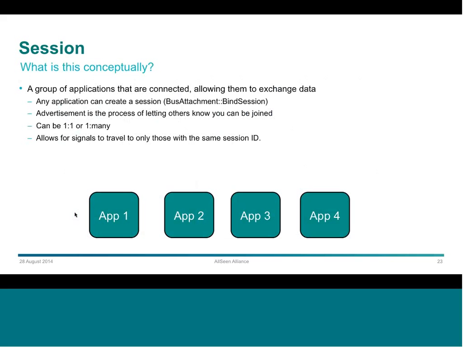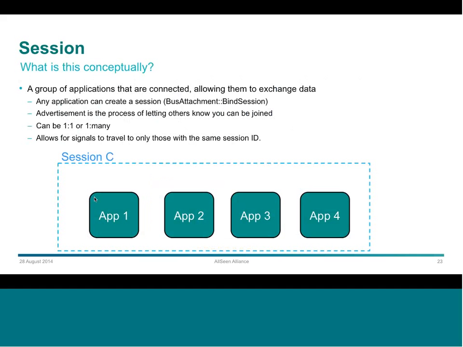Sessions are really conceptually grouping applications. You can group one-to-one, so app 1 and 2 here are connected in session A, and sessions are defined by a session ID, a numeric value. Session B here, or some numeric value, would say could have 2 and 3, or we could have a session with all the devices here that you see, all the different AllJoyn applications.